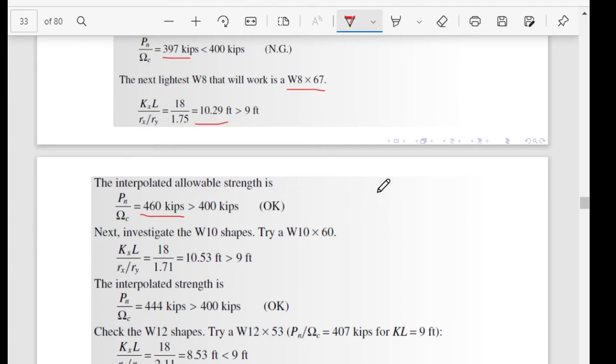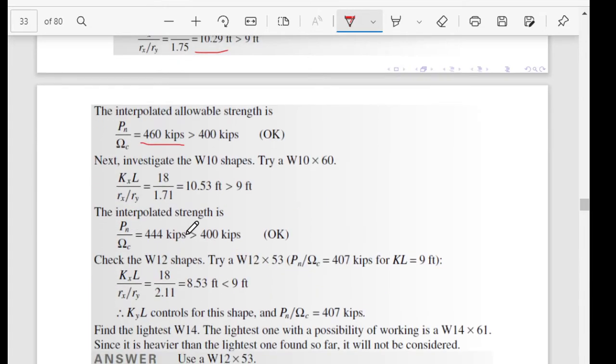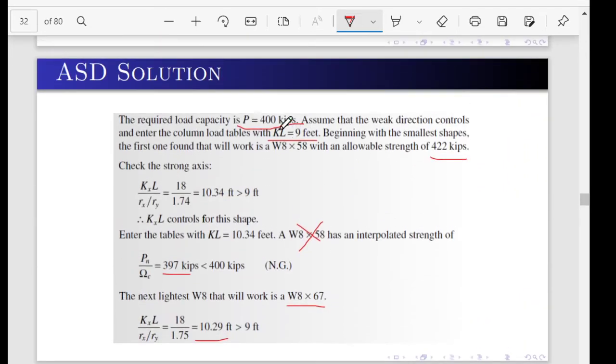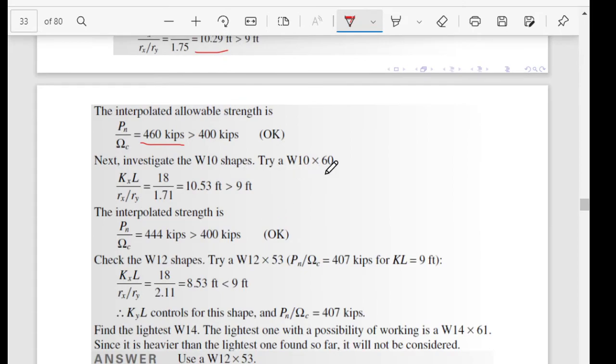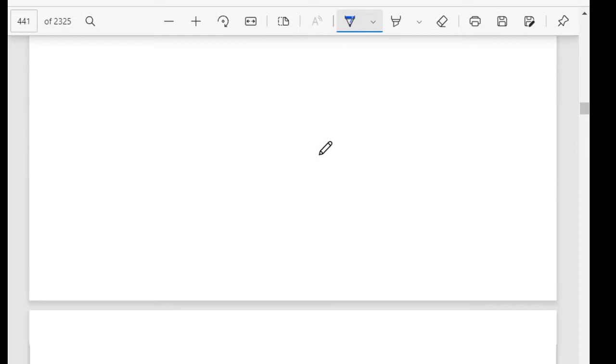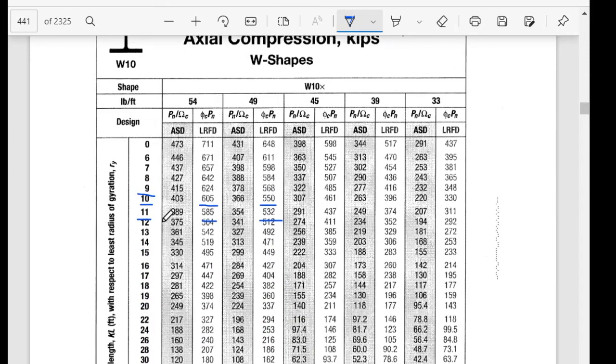So, okay. Then next, we'll try to investigate the W10 shapes. Again, we'll assume that the 9 feet or the weak direction controls. The W10 shape, if we look at it, is W8, then W10, then 9, right? Remember, we will select the shape that is greater than the capacity, which is 400 kilopounds. So, the lightest is this W10 by 54, no?